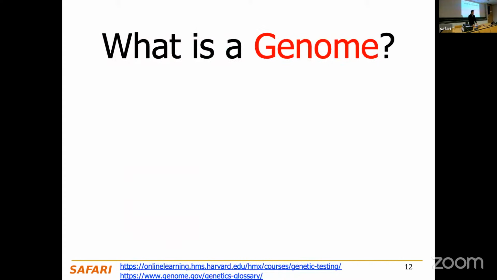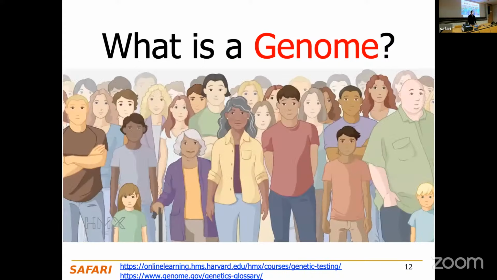So let's try to answer the question, what is a genome? You can follow what I'm saying, or maybe even thinking, what is a genome? It tells me that everyone here should actually have a genome, right? This is essential for every living organism. Otherwise, it's not possible to build complex life structures. But let's define this loosely.